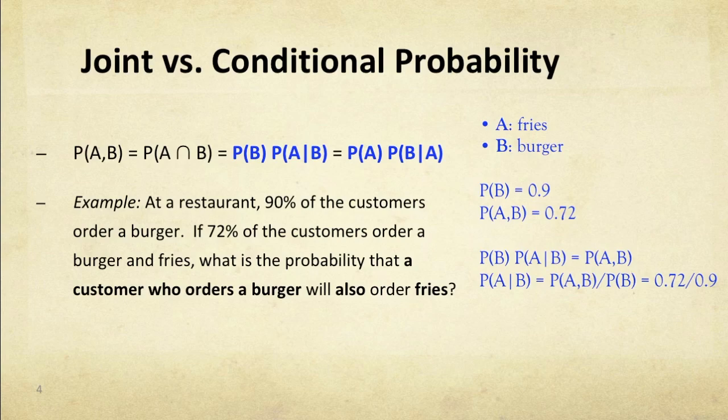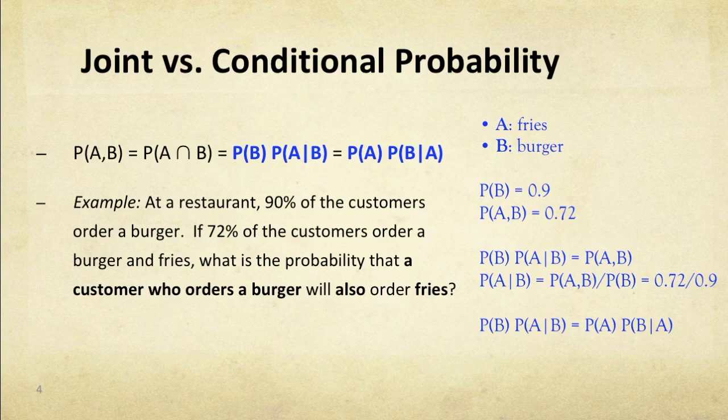Now, one step further from here, let's take the formula in blue again. So we have P(B) times P(A given B) equal to the joint probability. But we can rewrite the formula in a different way using P(A) times P(B given A).